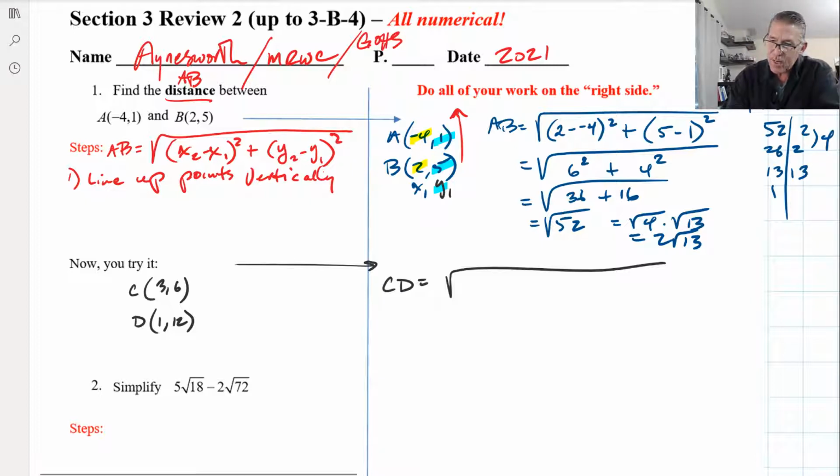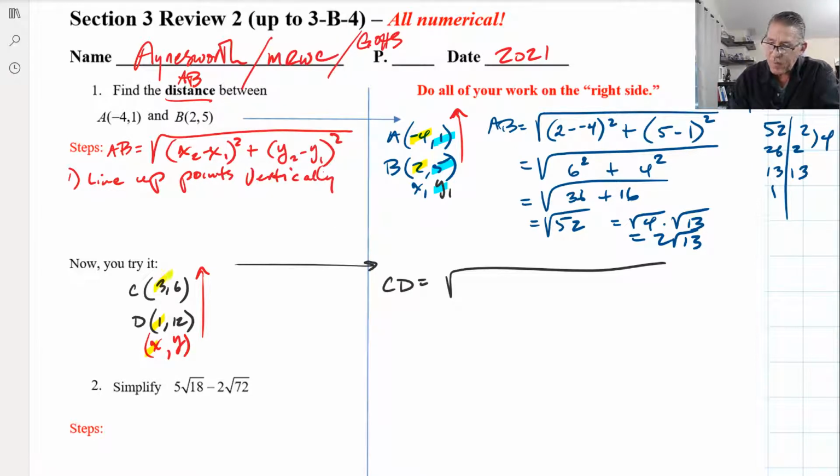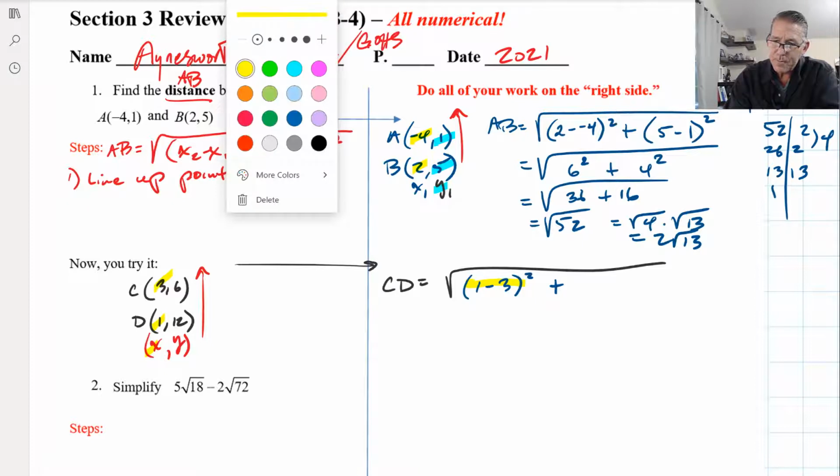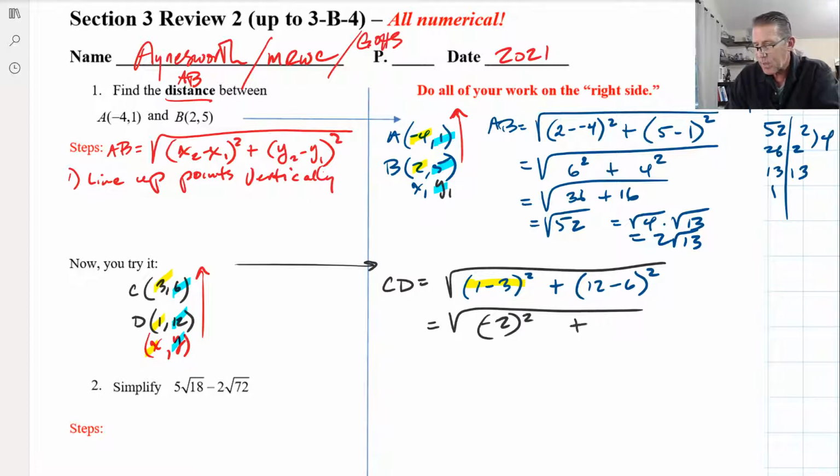Okay, here we go. We're going to subtract again. I always start with the x-coordinates. In every point, the x-coordinate comes first, as you guys know from Algebra 1. So you take 1 minus 3, squared, plus the y-coordinates. You've got to subtract those two, right? They come second. So let's take 12 minus 6. We're going to subtract and square. So 1 minus 3 is negative 2, squared, plus 6 squared. That gives me 4 plus 36. That's the square root of 40.